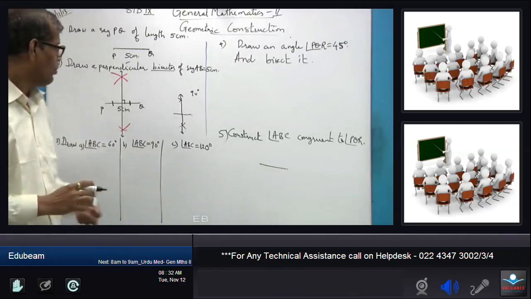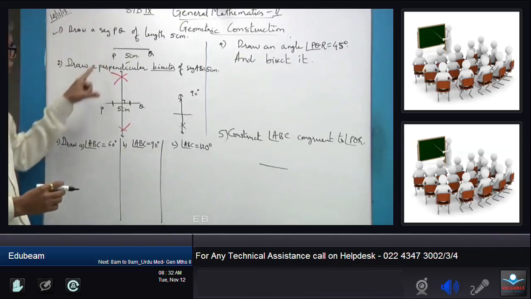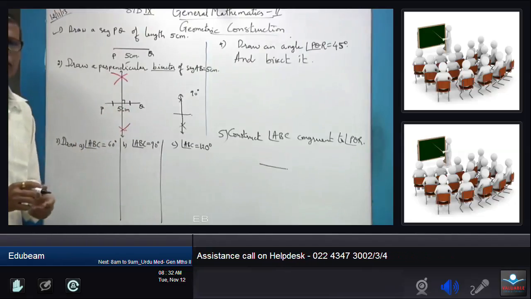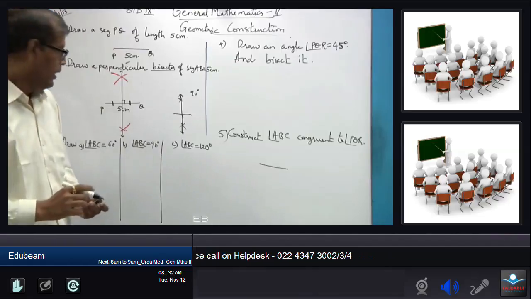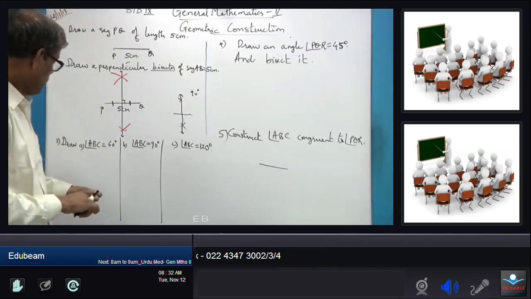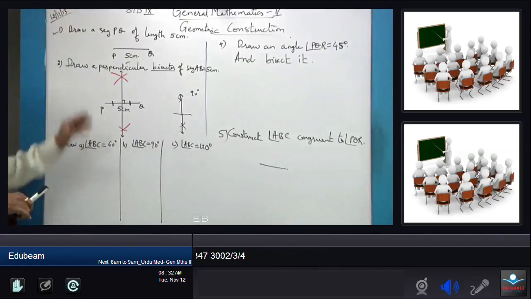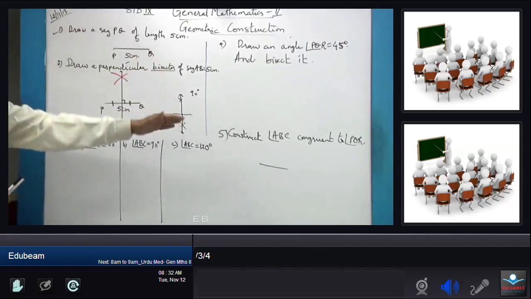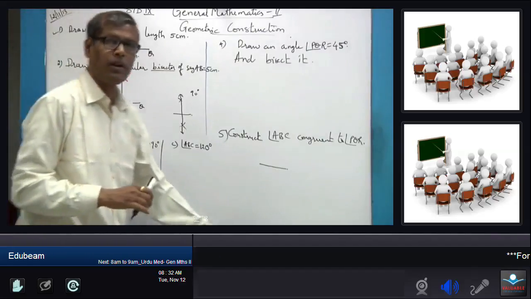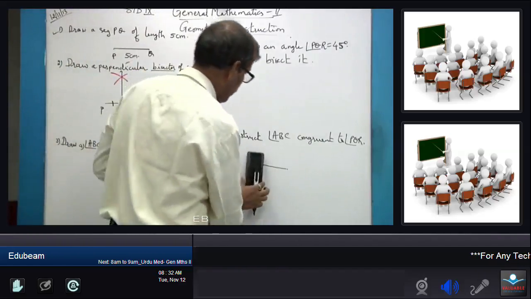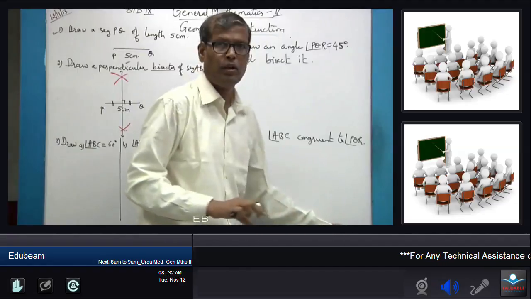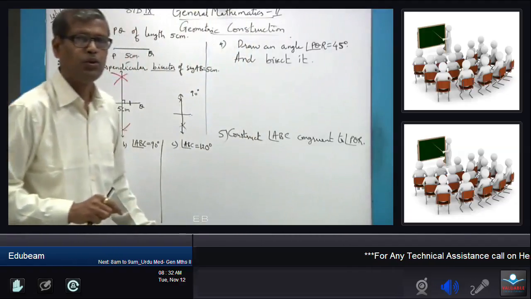And this is your angle, and it measures that 60 degree. So mark. Now the second one, the same thing. Angle ABC is 90 degree. ABC, B is in the center. B is in the center. So this will be your B.